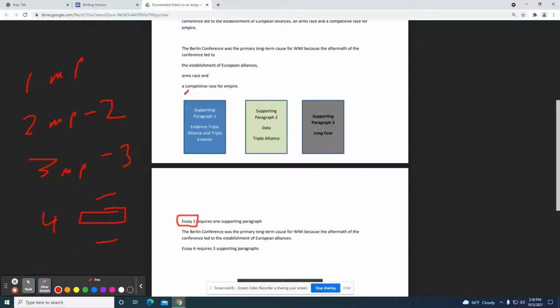If you want to work to improve your enumerated thesis using the 3 points, you can do this. And look at what I did here. So I took the same one, but I just cut out 2 of the points. The Berlin Conference was a primary long-term cause for World War I because the aftermath of the conference led to the establishment of European alliances. So I just took this thesis that is arguing 3 points, point 1, point 2, and point 3, and then I just cut out this one and this one.